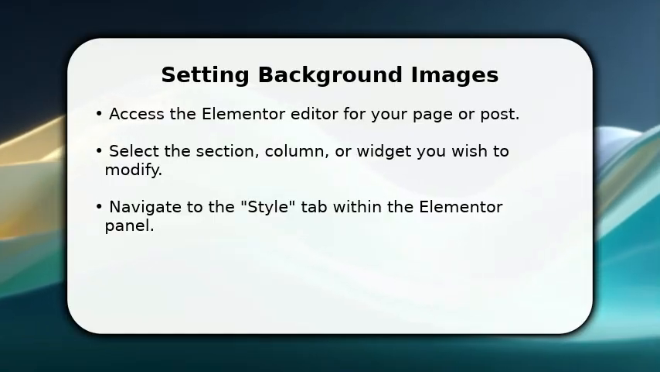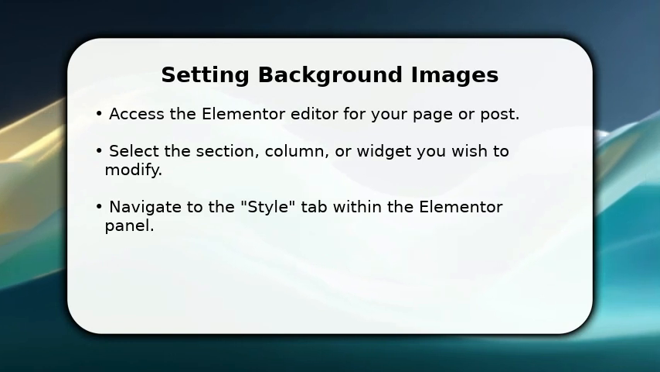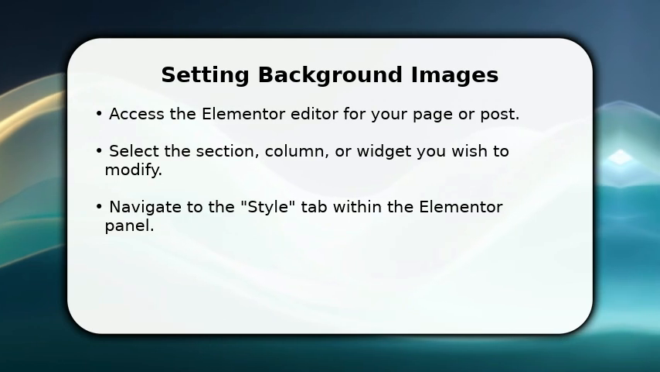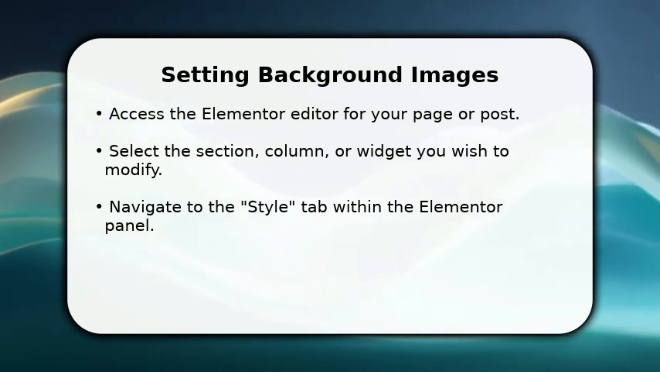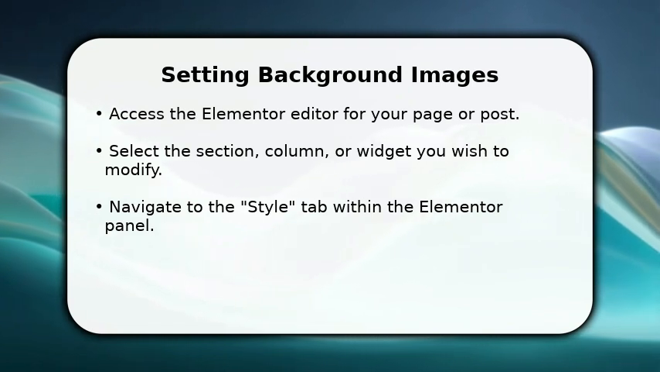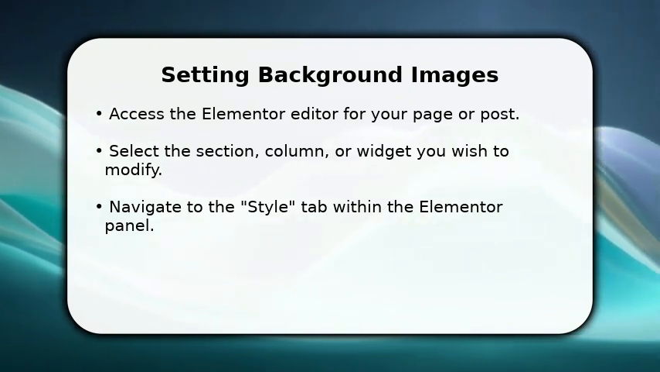In this video, I will explain how to set a background image in WordPress using Elementor. First, open the Elementor editor for the specific page or post you want to edit. Once inside the editor, identify the section, column, or widget where you wish to apply the background.